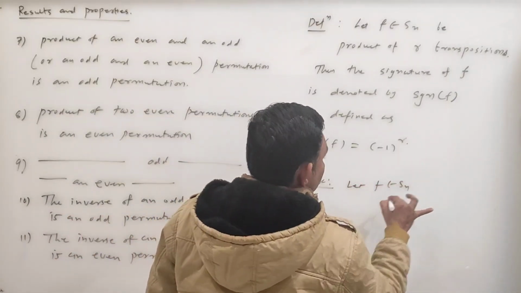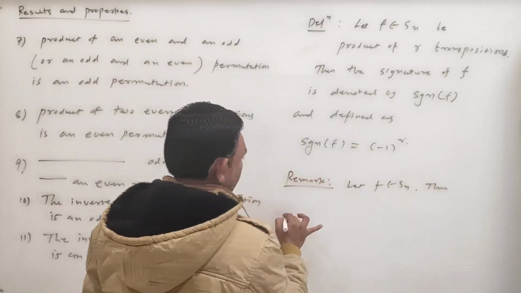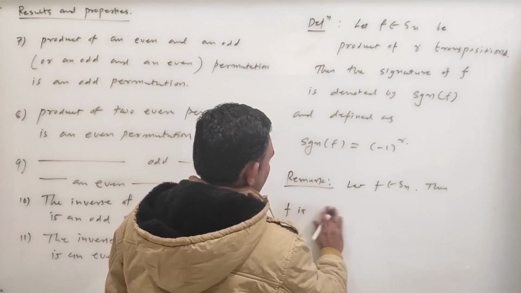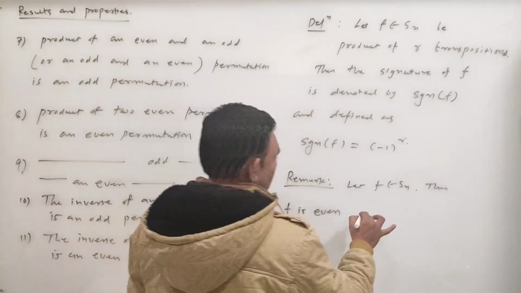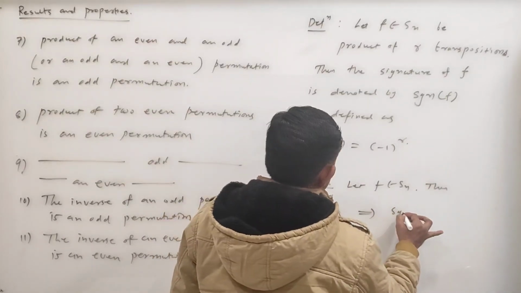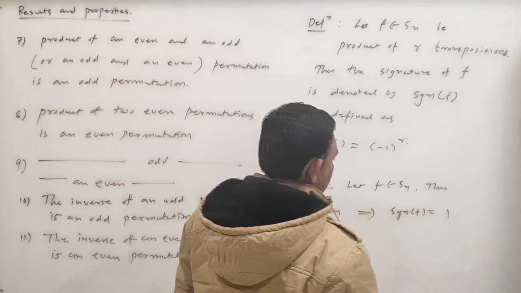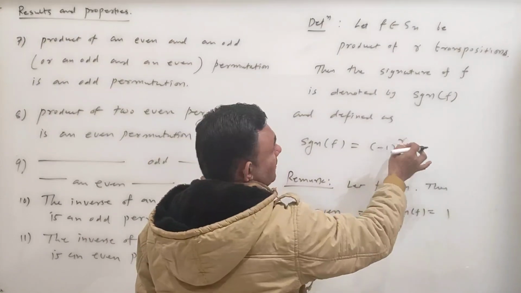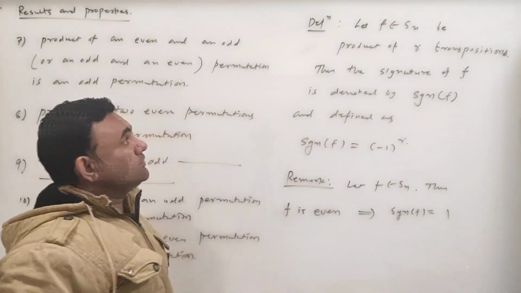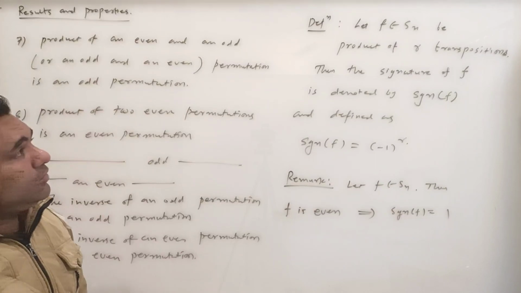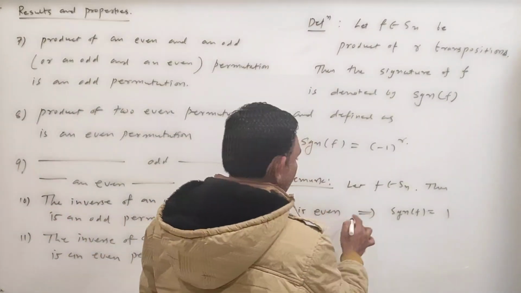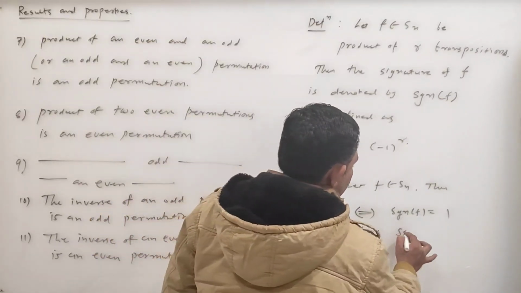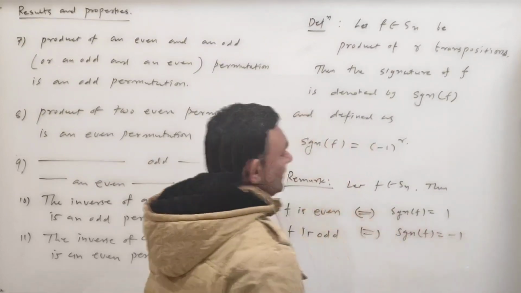So immediately we have these two results, or you may say it is a remark. Let f belong to Sn, then f is an even permutation implies signature of f is 1. And if signature of f is 1, then when will this be 1? When r is even, and r is the number of transpositions required to express f, so it is even, so f is an even permutation. And similarly f is an odd permutation if and only if signature of f is -1.